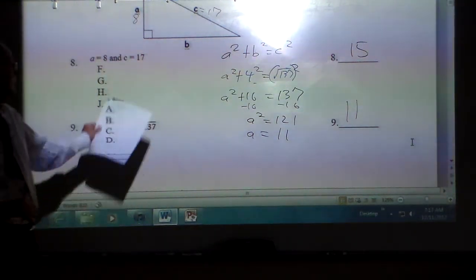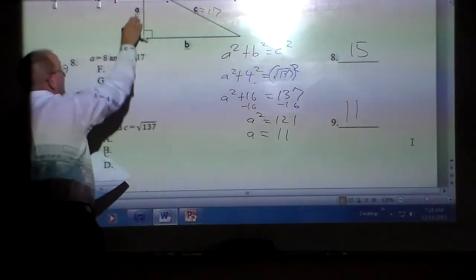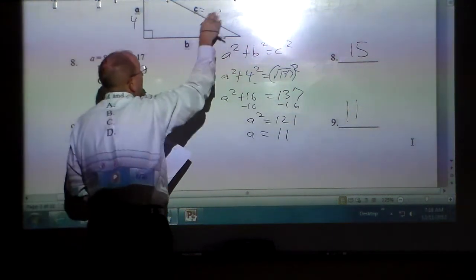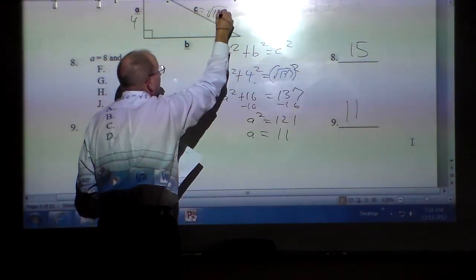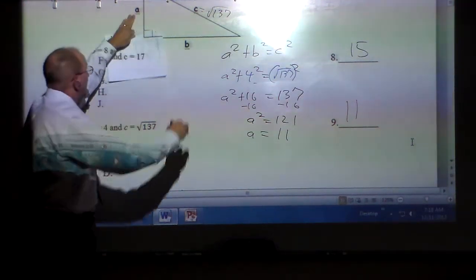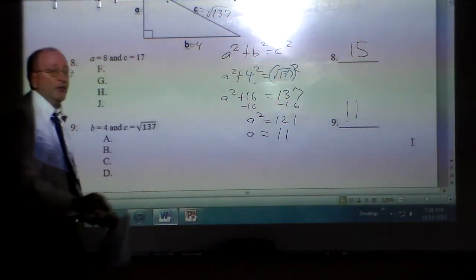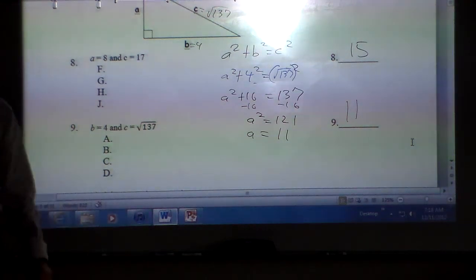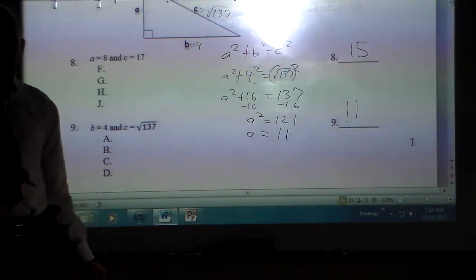Don't forget the key. Make sure you have the right labels, and that particular one should have been the square root of 137 if I had relabeled those. And actually this wasn't even right. That would be the 4 on this one. See, you have to be careful. It's easy to make a mistake. We should put things in the right place.